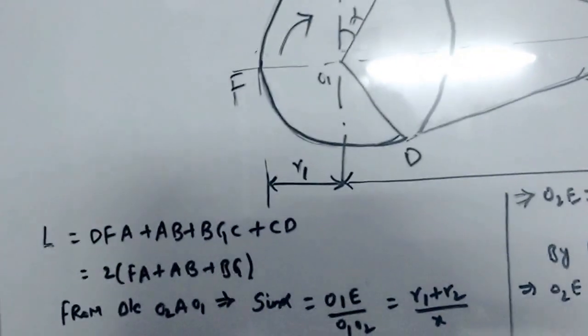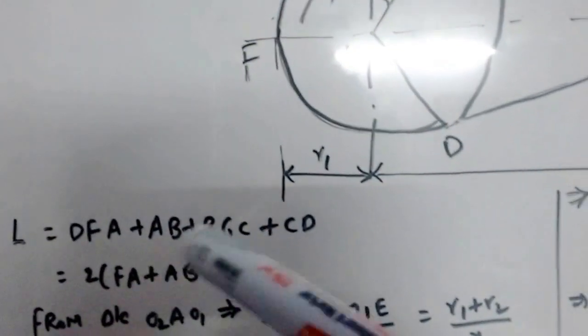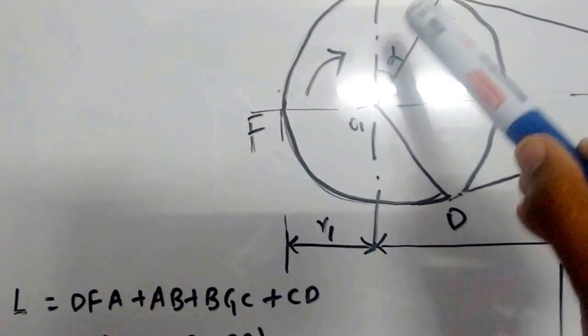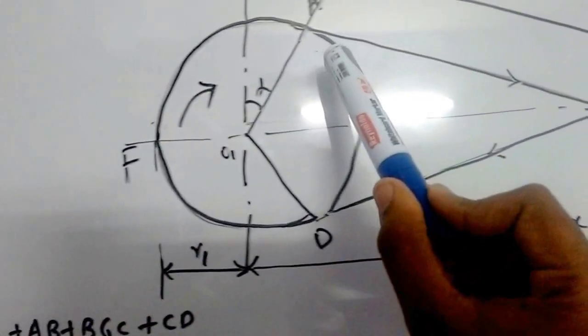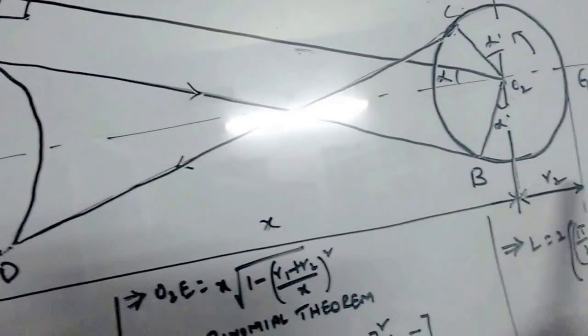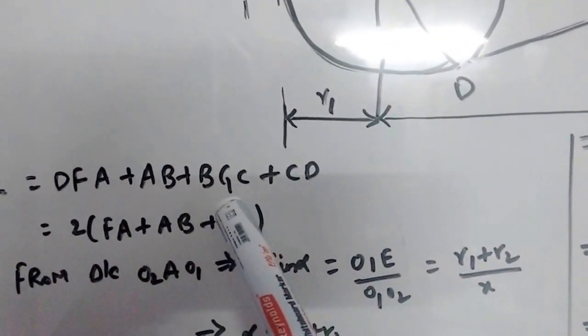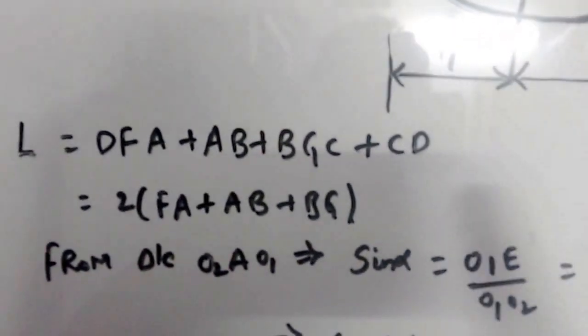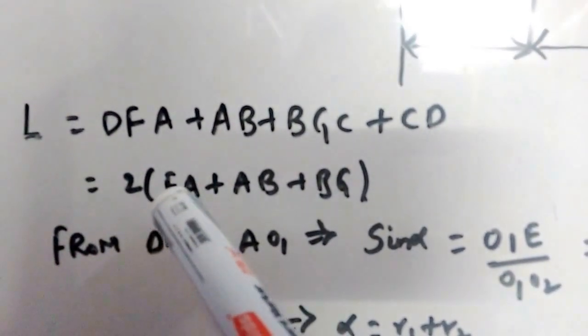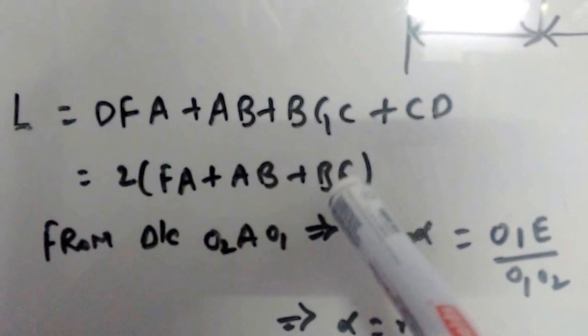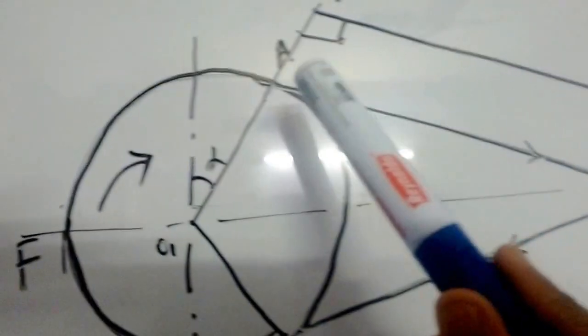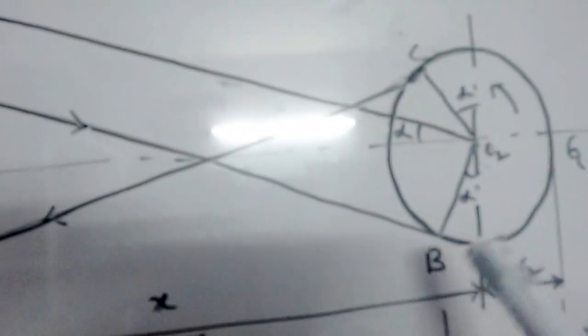Now the length is equal to DFA plus AB plus BGC plus CD. From the symmetry of the figure you can write this as 2 into (FA plus AB plus BG), because it is symmetric in nature.